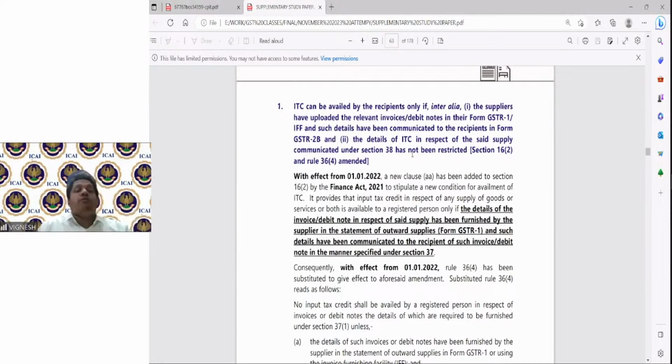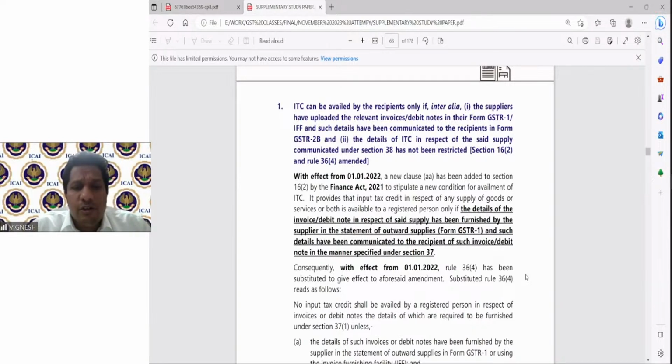IFF is the invoice furnishing facility. That is, in case anyone opts for the quarterly filing of return, if you have a turnover of less than 1.5 crores for 1 year, you can opt for the quarterly filing of the GST return. In that case, apart from the GSTR 3B every quarter, he can use the invoice furnishing facility, wherein he can file the invoices every month so that the corresponding customer gets the input tax credit. So therefore, this new law is there.